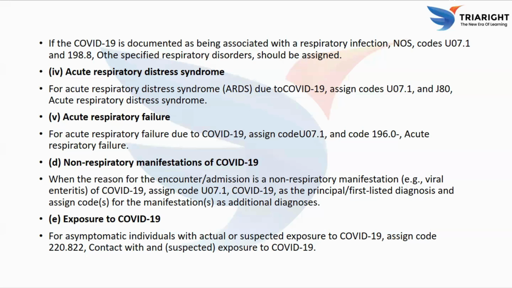So next is exposure to COVID-19. This applies to people who have no symptoms but may have been exposed to COVID-19. Examples are close contact with a COVID-19 patient, workplace or household exposure, or contact tracing situations. So what is the coding rule? For asymptomatic individuals with actual or suspected exposure, you have to assign Z20.822 for contact with and suspected exposure to COVID-19. This code is used only when the person has no symptoms and no confirmed infection.